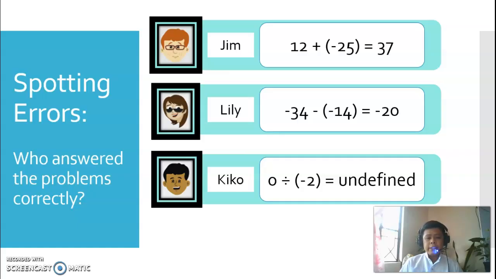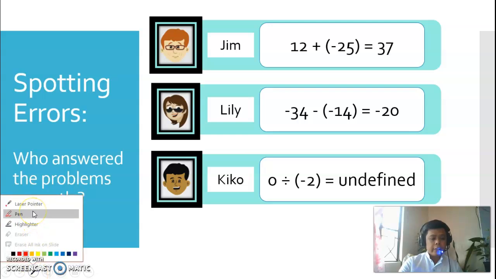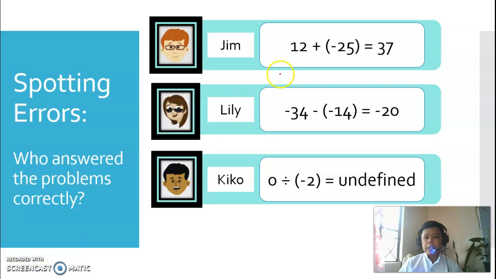So to answer this one, kailangan nating isolve yung mga problems para makita natin kung sino sa kanila yung tama yung naging sagot. So, si Jim muna ang sagutan natin. So, this is 12 plus negative 25. Ang sagot niya ay positive 37. So, this is addition. So, check muna natin yung mga signs ng integers. Yung 12 dito ay positive. Kapag walang sign dito, automatic positive yan. Yung 25 naman ay negative. So, magkaiba sila ng sign.